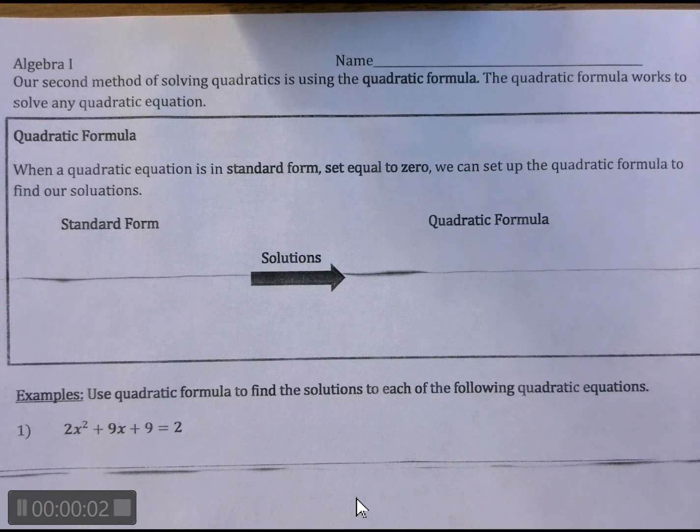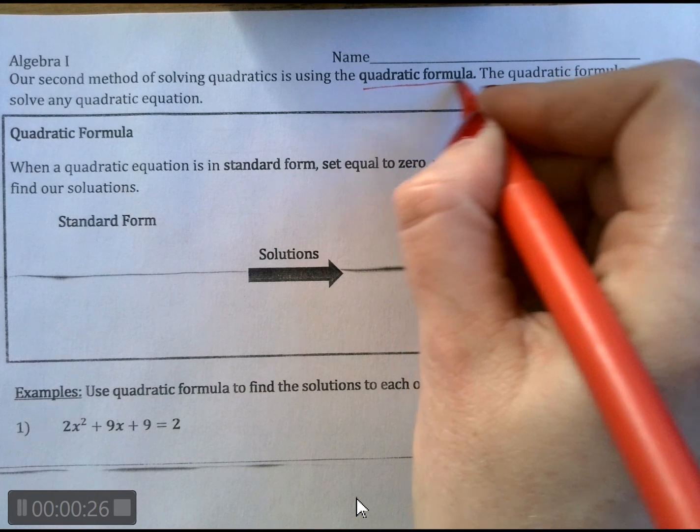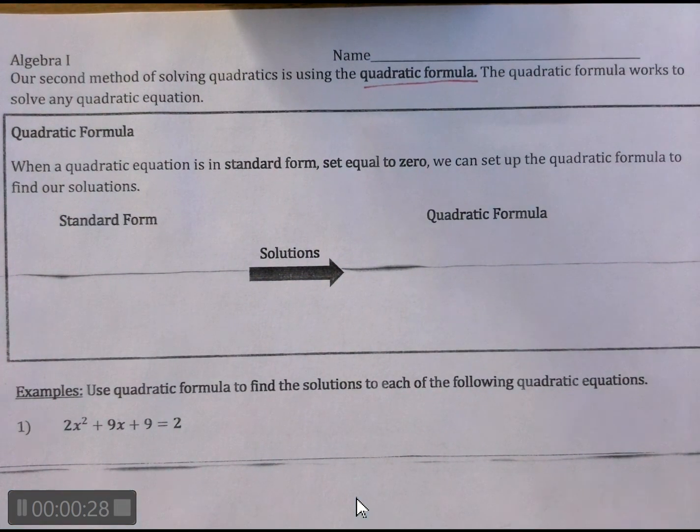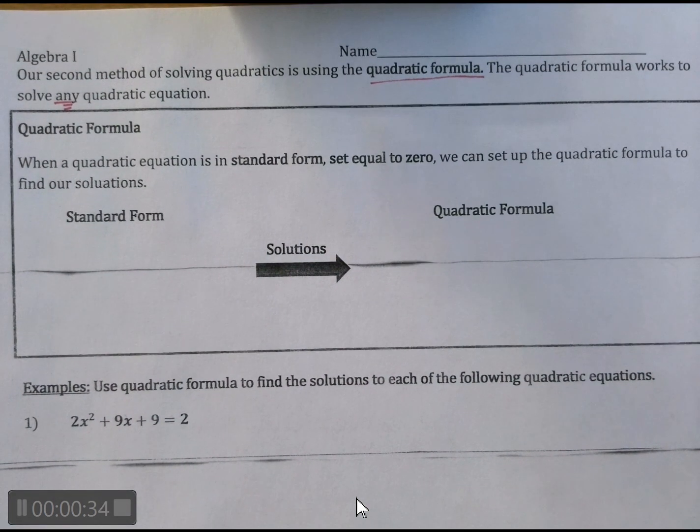Hey everyone! So last time we learned how to solve quadratics using the square root method, and unfortunately that only works some of the time. We also learned how to solve quadratics using factoring, but that also only works some of the time. Our final method for solving quadratics is going to be using the quadratic formula. And this method works to solve any quadratic equation. So we can use this for any quadratic that we are given, and therefore it is the best and potentially easiest method.